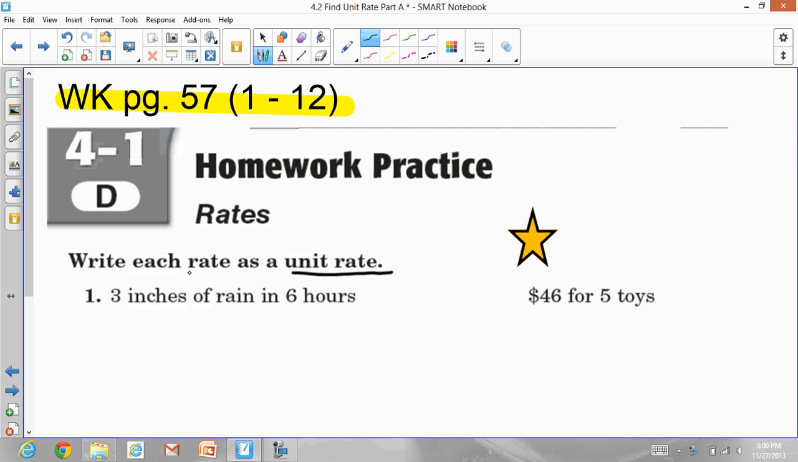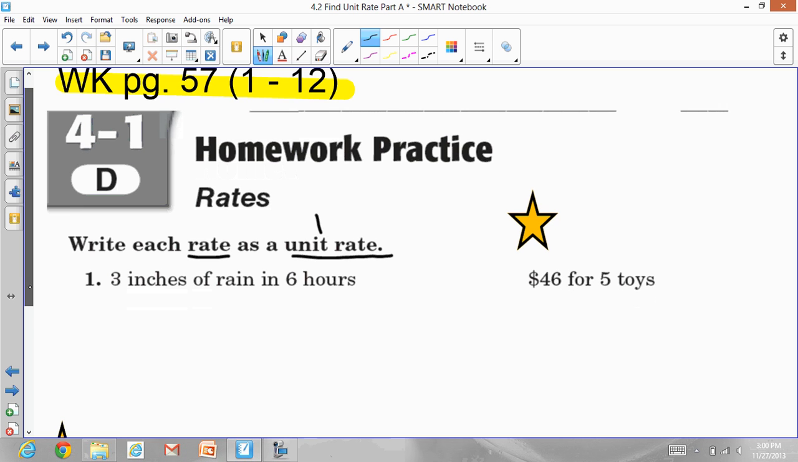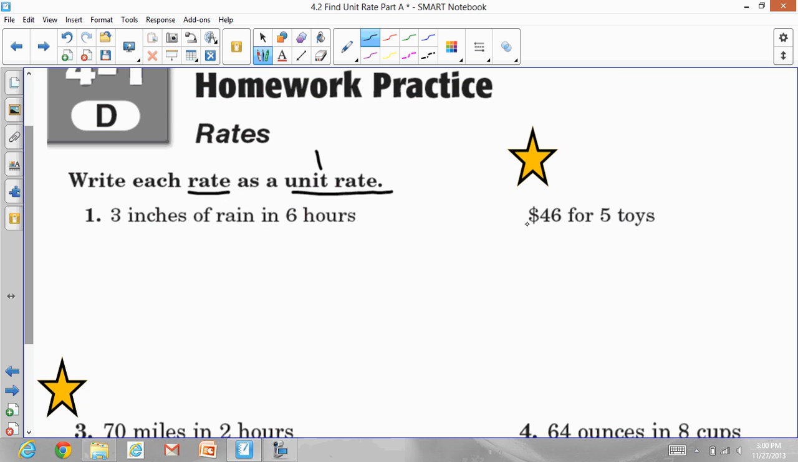Rate is actually comparing one item to a totally different item. So if you look at this question, $46 for 5 toys. So you're comparing the money to the total number of toys that you have. And the unit rate actually means to find it for one or for each. So the way that we're going to set up this question is $46 for 5 toys.